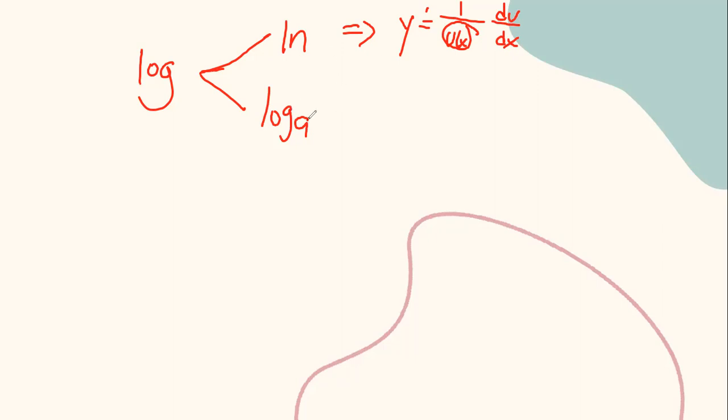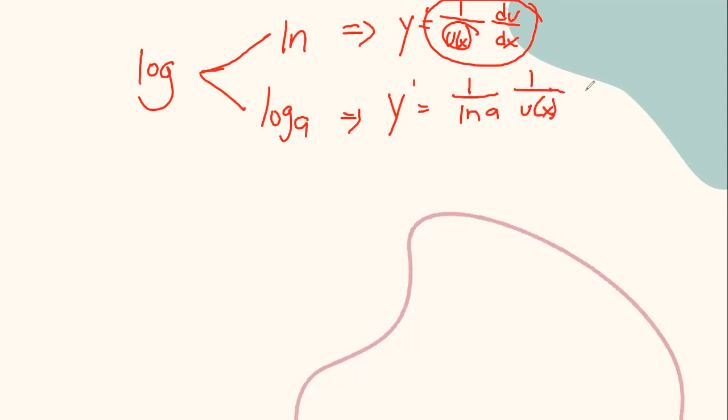Kapag naman may base na hindi e, mamumultiply lang sa, parang ganito lang din, pero mamumultiply sa 1 all over ln of a. Okay, tapos copy na yung parang nagde-derivative tayo ng natural logarithm function. So, multiply to the derivative of yung kasama ng ating logarithm.